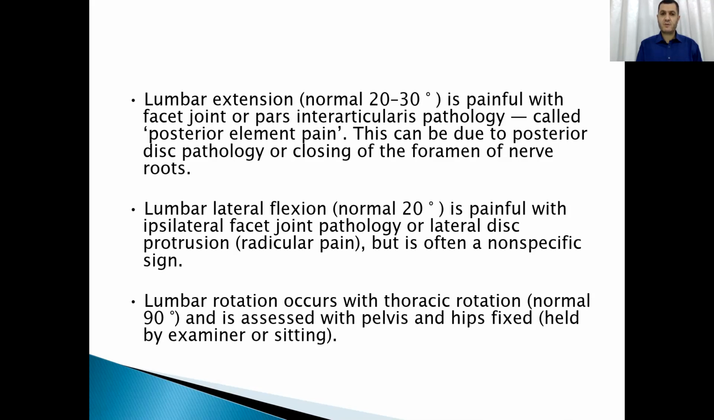Lumbar rotation: actually, 90% of the rotation in the spine occurs in the thoracic region. So the rotation of the spine is mainly tested in the thoracic region. So we fix the pelvis and the hip, and we ask the patient to rotate to both sides.